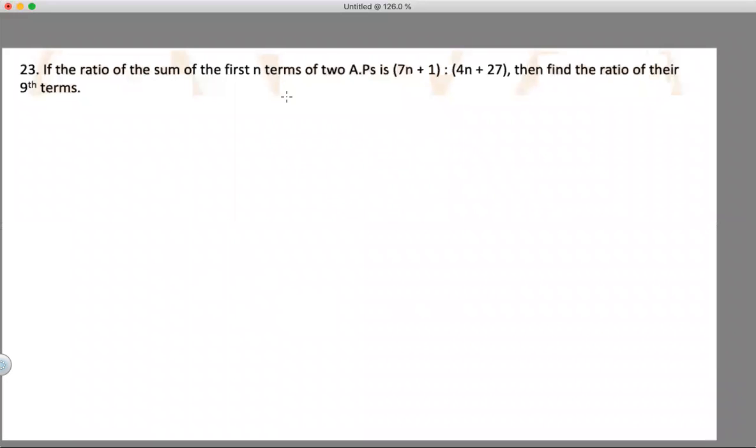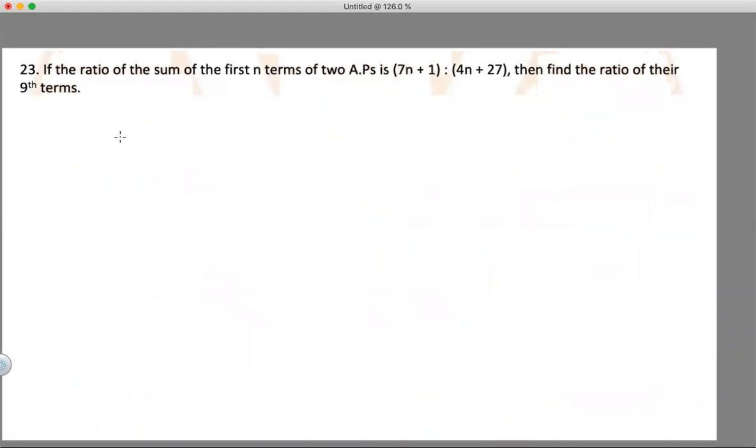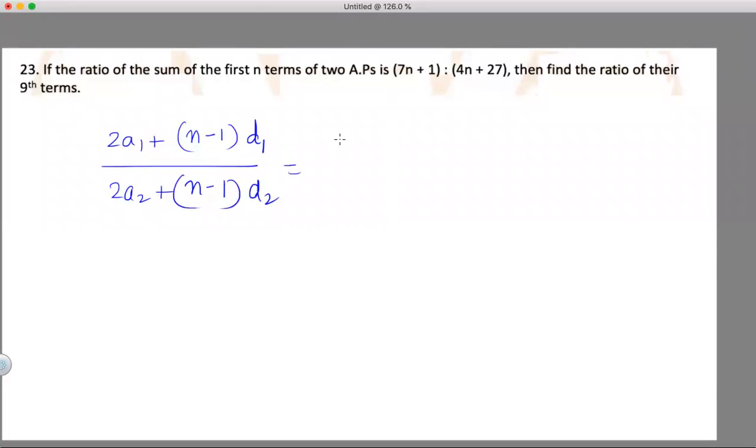Okay, so I made some space. Now see, we had this equation, right? ये तो हमारे लिए true always है, right? So what was this equation? (2a1 + (n-1)d1) / (2a2 + (n-1)d2). इसकी वैल्यू हमें पता है, ये हमेशा सच है, always true, right?